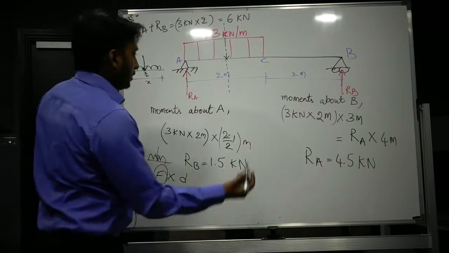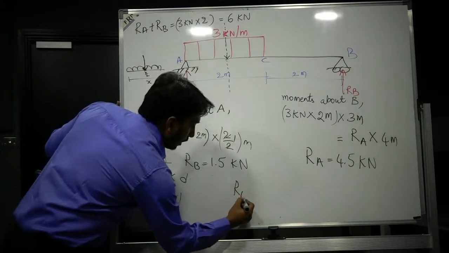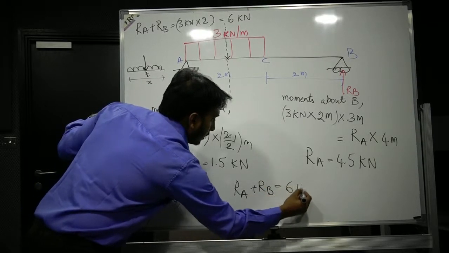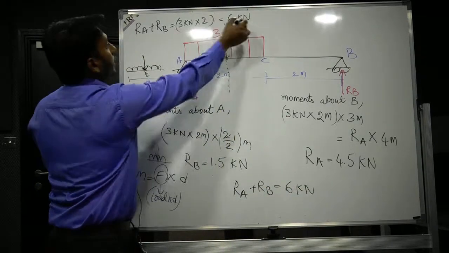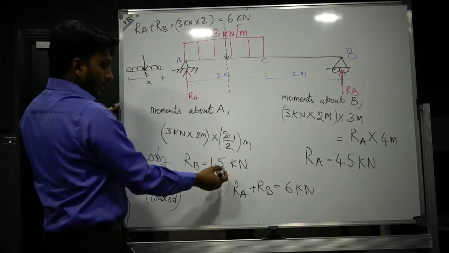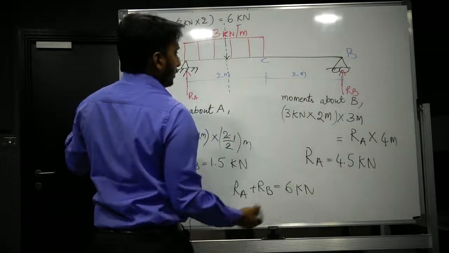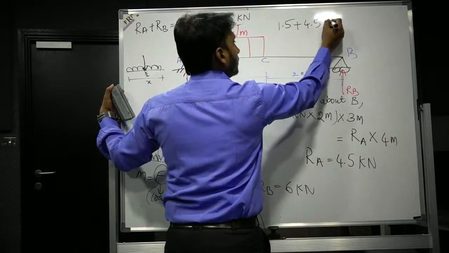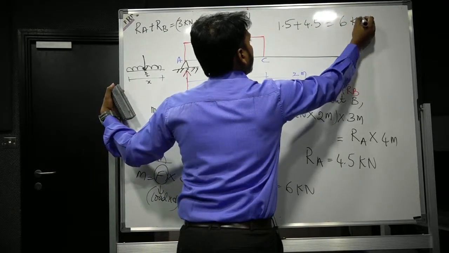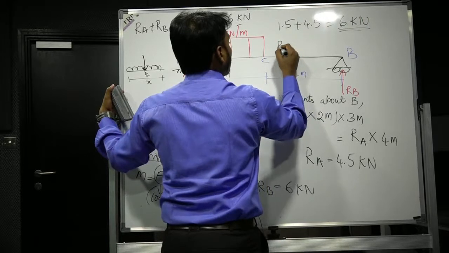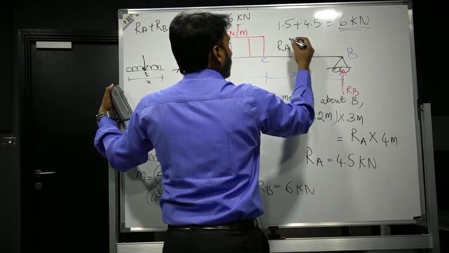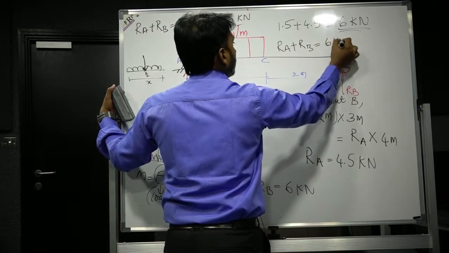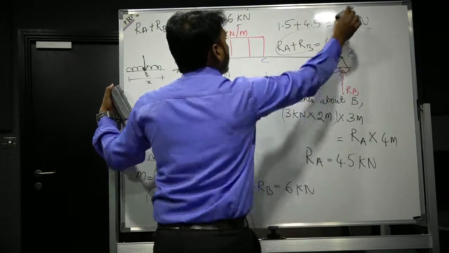Finally, to check, RA plus RB should equal 6 kilonewton from the earlier equation. We got RA as 4.5 and RB as 1.5. So 1.5 plus 4.5 is equal to 6 kilonewton. So as per the check also, RA plus RB is equal to 6 kilonewton. So this solves the problem.